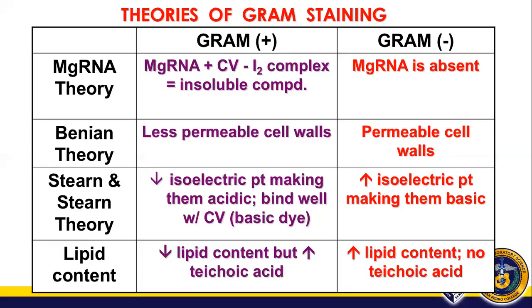And then finally, because they don't have teichoic acid, even if they do have very thick lipid layers, it's useless when acetone alcohol is applied. So teichoic acid is absent in the cell wall. There's nothing for the crystal violet iodine complex to attach to, so it would be easily removed during decolorization. Hence, gram-negative organisms take up the color of the secondary stain.